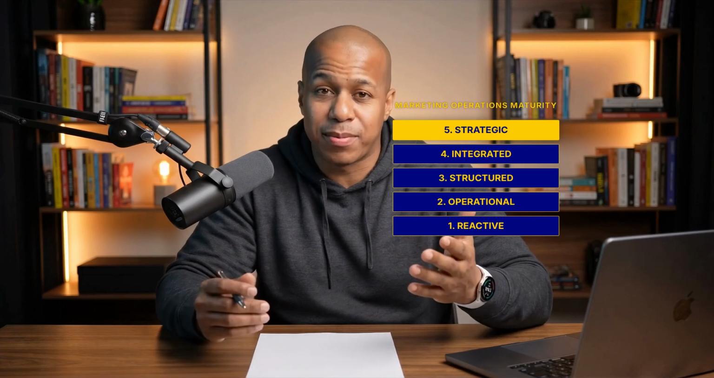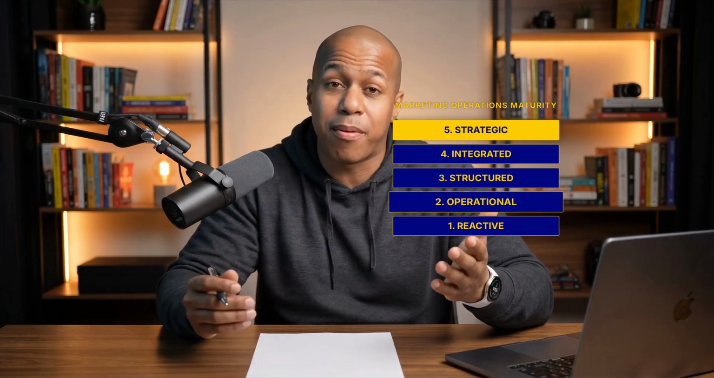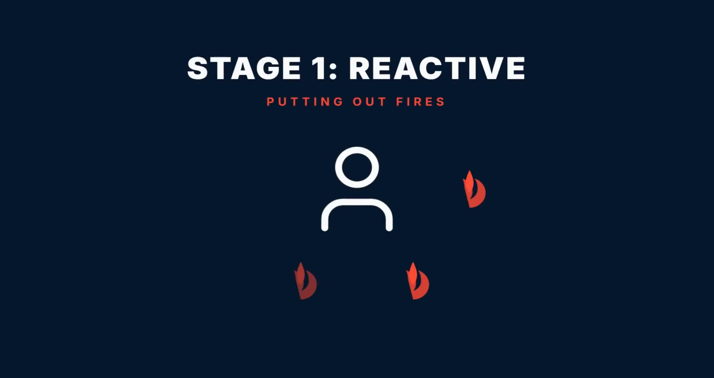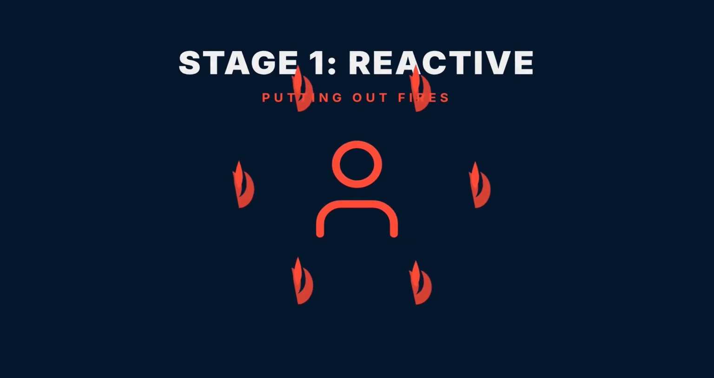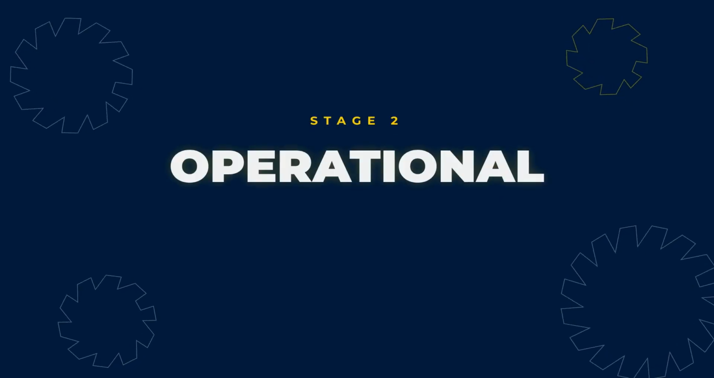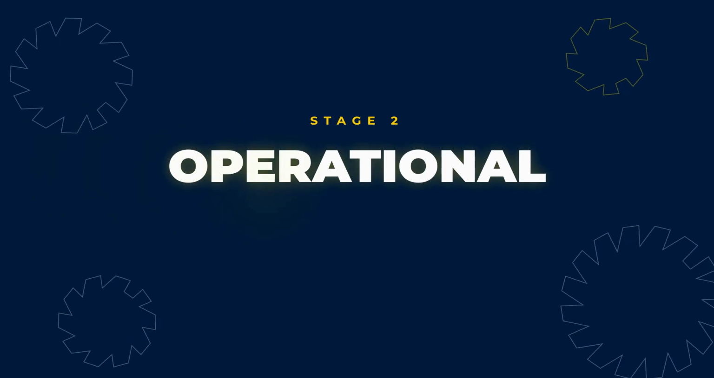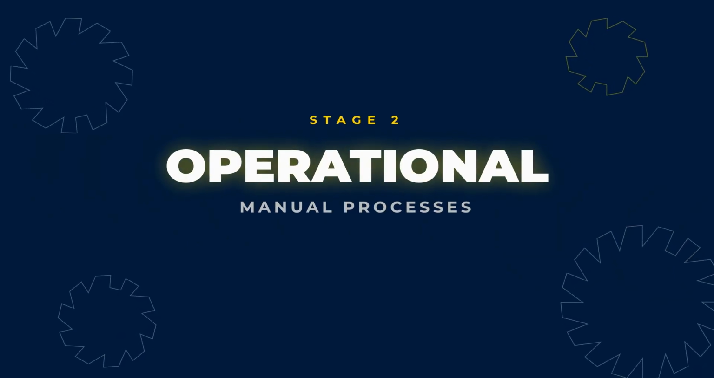This brings me to the Engage Pulse marketing operations maturity model. We are talking about moving from operational to strategic. At stage 1, you're reactive. You're constantly putting out fires and fighting with messy data and manual tasks. This brings me to stage 2, operational. You have processes, but they're still manual and they still take up all your time.